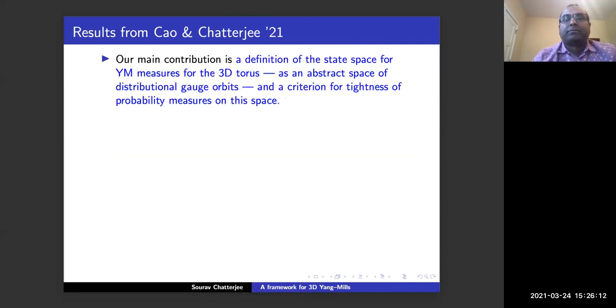So what are the results? Very vaguely, I'll tell you, and then I'll go into the details. Our main contribution is the definition of the state space for Yang-Mills measure on the 3D torus as an abstract space of distributional gauge orbits, and a criterion for tightness of probability measures on this space, so that if you have a sequence of approximating measures, you can verify that they are tight and there is a convergent subsequence.